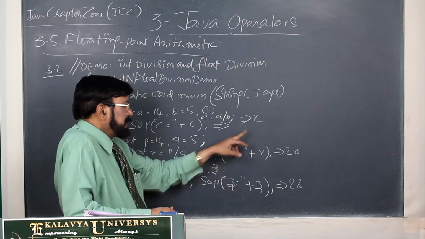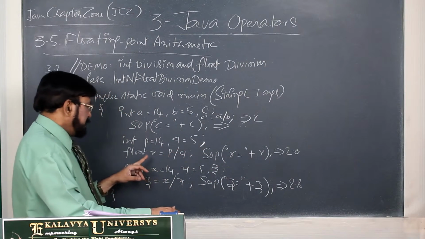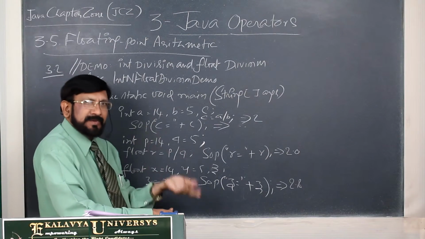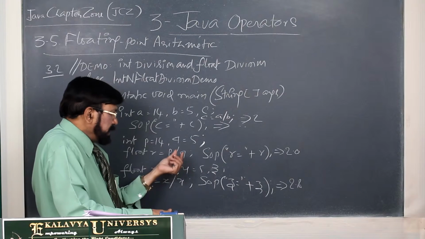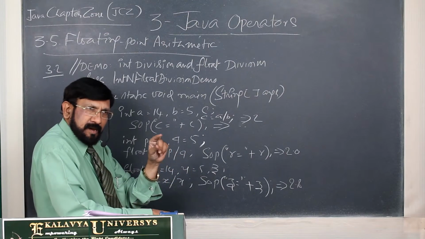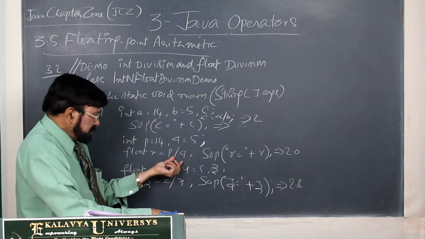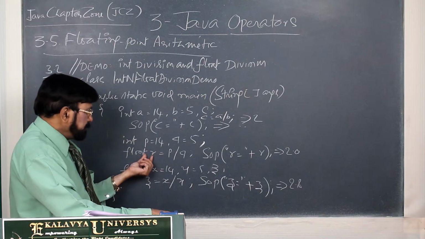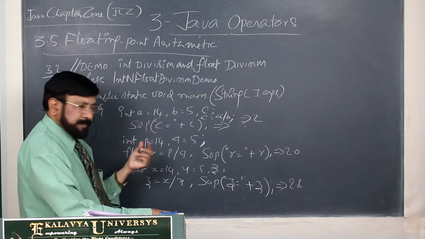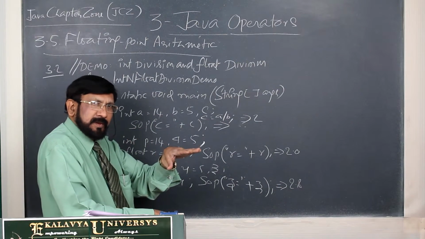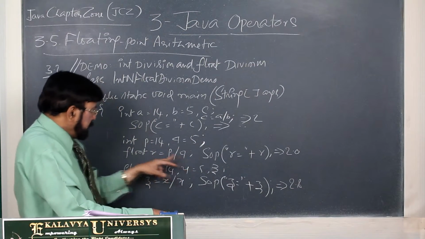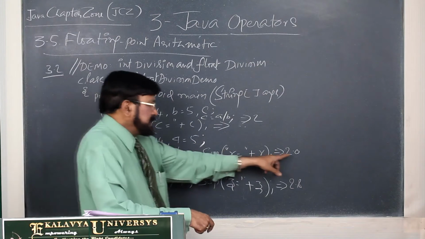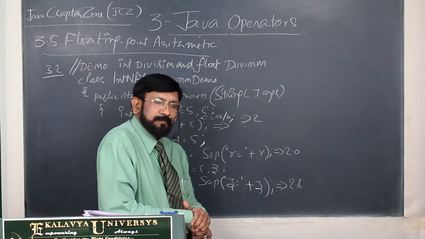So here what happened, actually as a result of p by q, what type of division was made? Integer division only was made. So integer was returned, and integer was stored in a floating point variable. That means 4 bytes, and this is also 4 bytes, but it is converted into floating point. That's why you got 2.0.